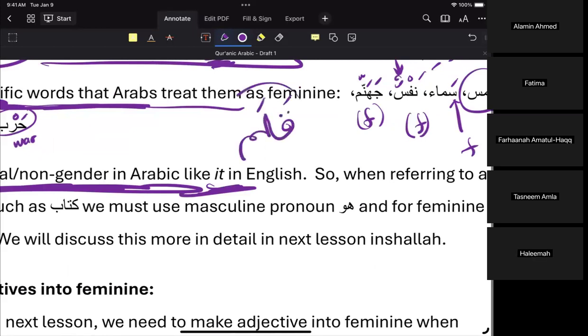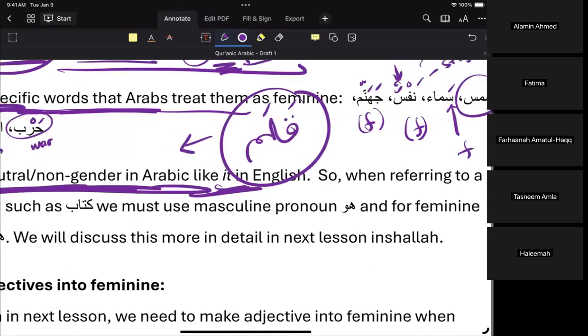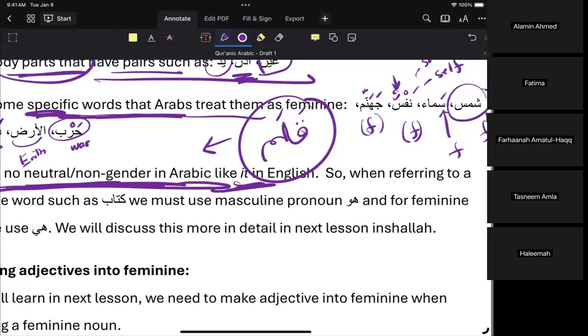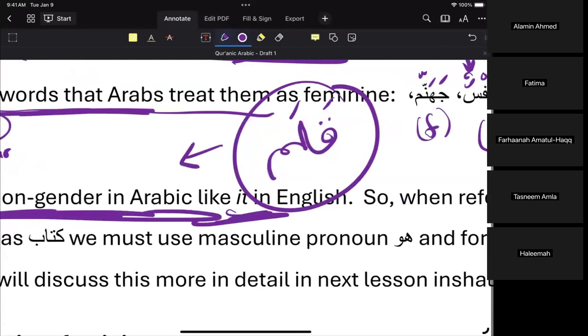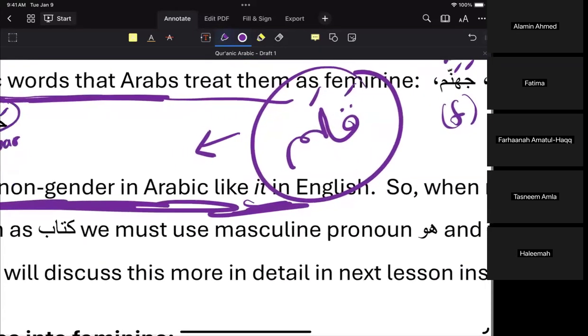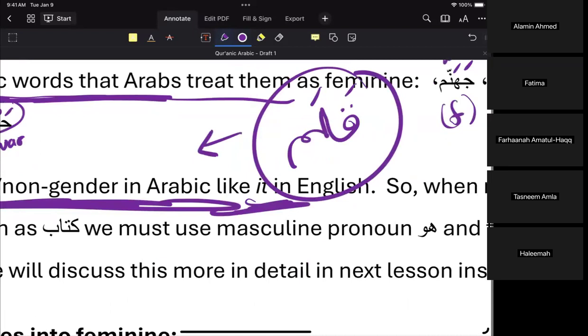So if by "it" we mean a pen, qalam, then what is the gender? We will not say "it". Instead of "it", what will we say in English? Who wants to say? What pronoun will we say in English for the qalam? Nobody knows? The English pronoun for pen... he. Yes, he. So it doesn't have any "it", so we'll say he.